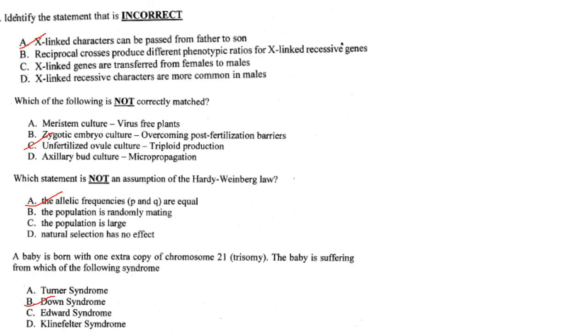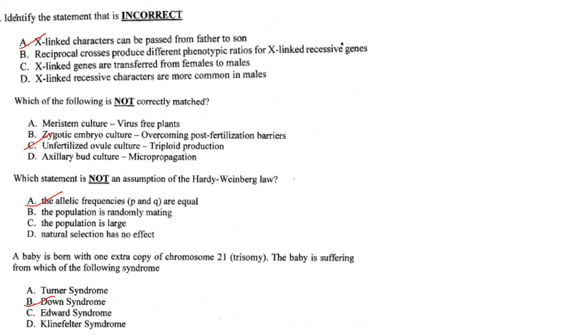Then identify the statement that is incorrect. X-linked characters are passed from father to son. Now that itself is wrong. Answer is option A. Then reciprocal cross produces different phenotypic ratio for X-linked recessive genes. Then X-linked genes are transferred from females to males. X-linked recessive characters are more common in males. So all the three, that is B, C, D are correct, whereas A is not correct.